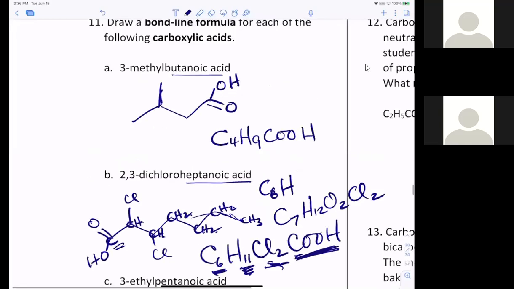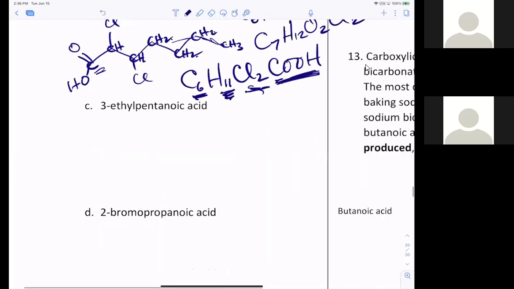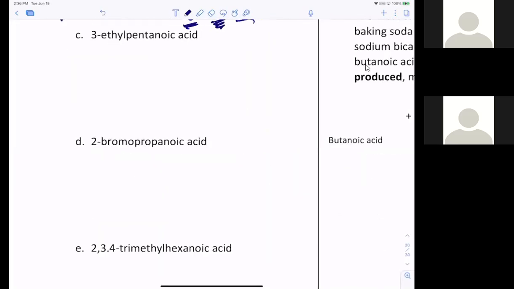Question number 11. Let's draw some of these real quick. 3-ethyl pentanoic acid. So here's what goes through my mind. Pentanoic acid, that's a carboxylic acid with a 5-carbon chain. So 1, 2, 3, 4, 5 carbons with a carboxyl group. You could put the carboxyl group at either end. 3-ethyl. So if I put the carboxyl group on the right, I have to start counting there. 1, 2, 3 ethyl with a 2-carbon branch.